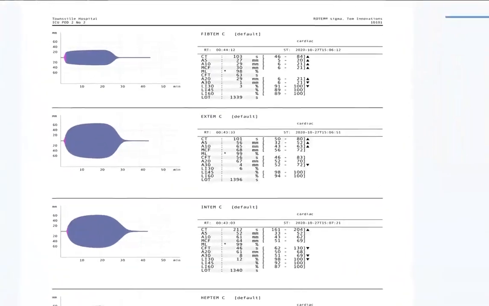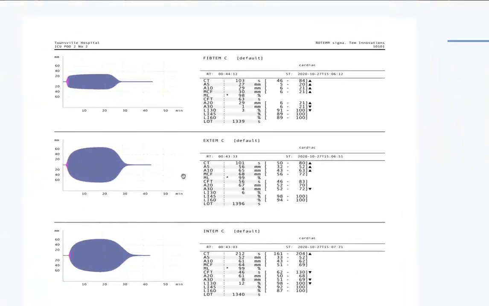This is an interesting curve actually. It looks abnormal, but it may not be. Okay, A5 is 27 on the Fibtem, which is normal. So no issue with fibrinogen. Now next you jump to Extem. You look at the A5 again, 56. Pretty good difference, isn't it? So enough platelets there, right? Clotting time is slightly prolonged, and formation time is 63, which is normal, and your firmness is normal. So no issue with platelets or fibrinogen.